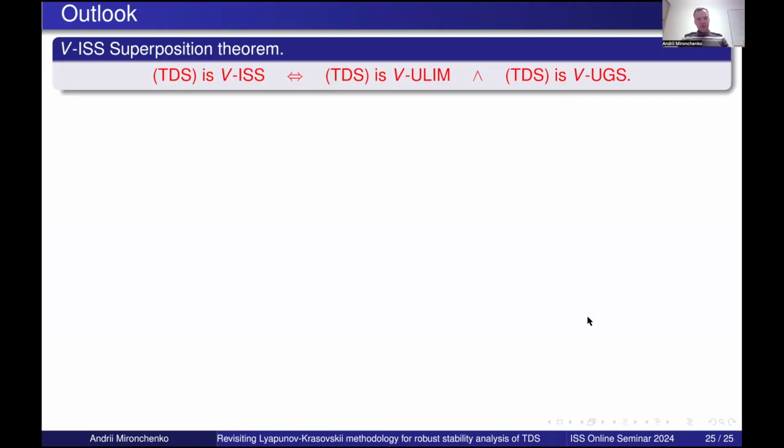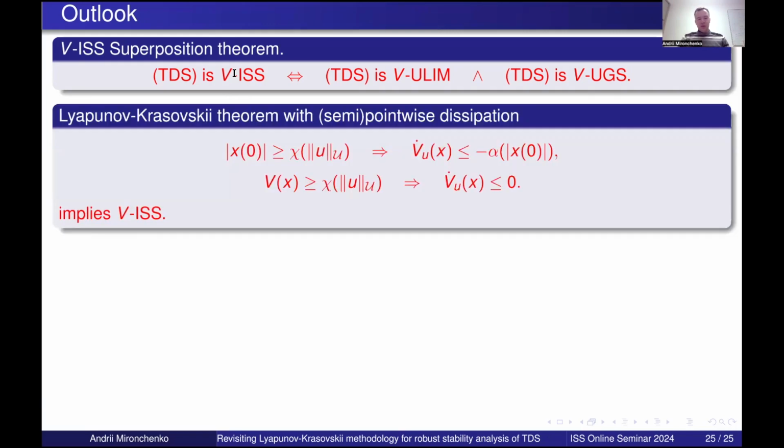Okay. Now I come to my last slide, namely, what we have shown. One, a result which is important by itself, which is the ISS superposition theorem with these additional V functions. And we have used it to get, let's say, the best approximation to the Chaillet conjecture which we have obtained. So if the Lyapunov function has pointwise dissipation, and this dissipation is activated only if we are pointwise larger than U, and if in addition V is a Lyapunov-Krasovskii functional for the UGS property, then we have V-ISS.